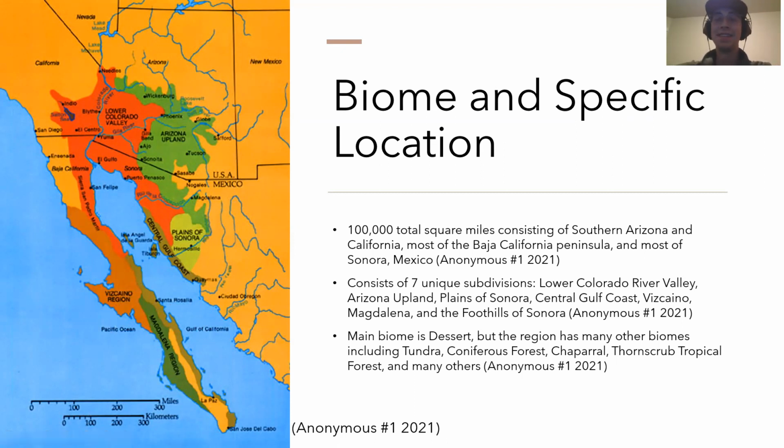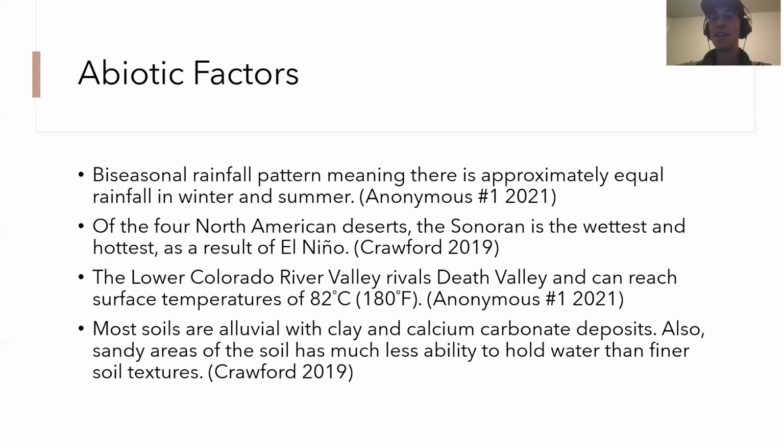The main biome is desert, which I guess is in its name, so a little obvious, but I found that the region they consider around it has many other biomes, and they call it the Sonoran Desert region, which includes the Sonoran Desert itself, but it also includes tundras, coniferous forests, chaparrals, thorn scrubs, tropical forests, and many others. It's pretty interesting to me that they count that in with something that's called an actual desert.